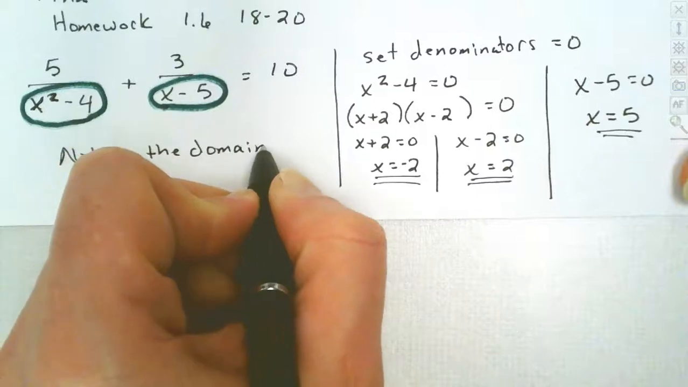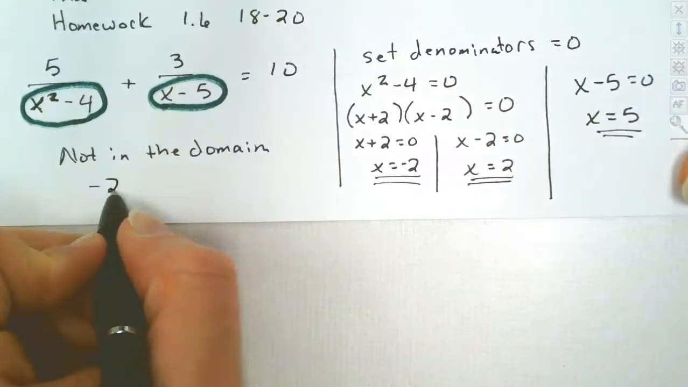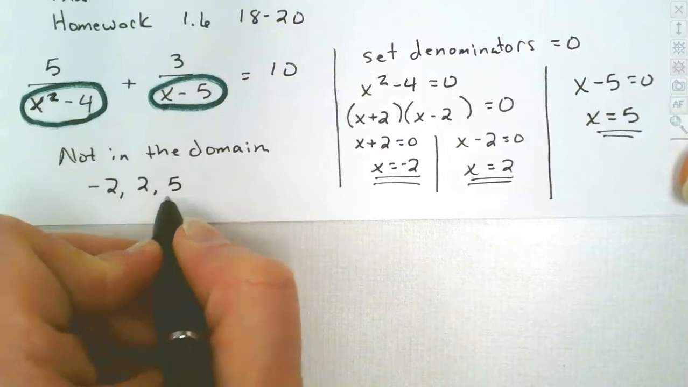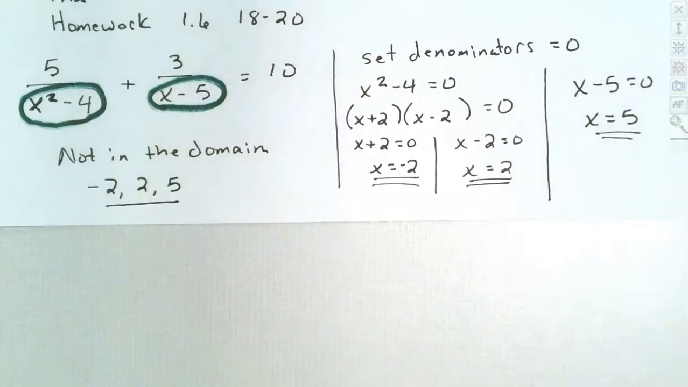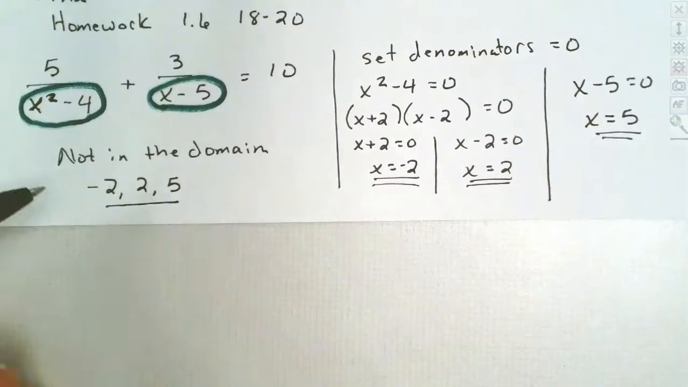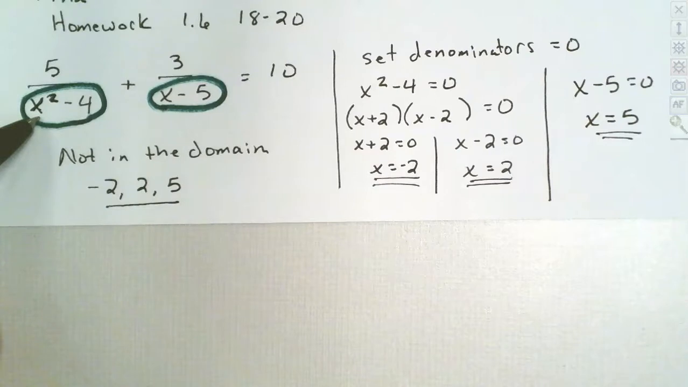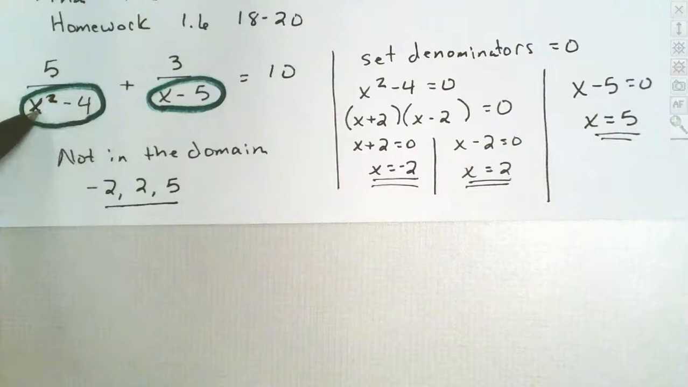The numbers that are not in the domain are going to be minus 2, positive 2, and 5. Those are not in the domain because those would give you division by 0. Right? Because if I plug in, let's just take one, negative 2, what happens when I square negative 2? It becomes a positive 4, right? And 4 minus 4 on our first fraction would give you a 0. And can you take 5 divided by 0? Can that happen? No.